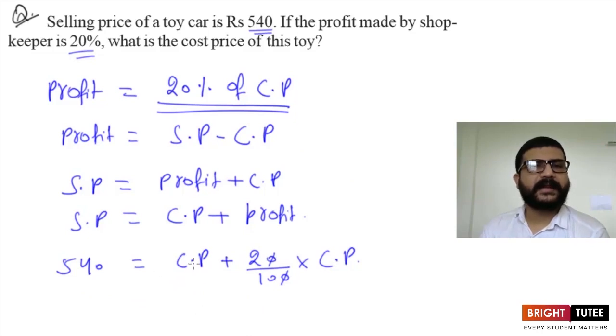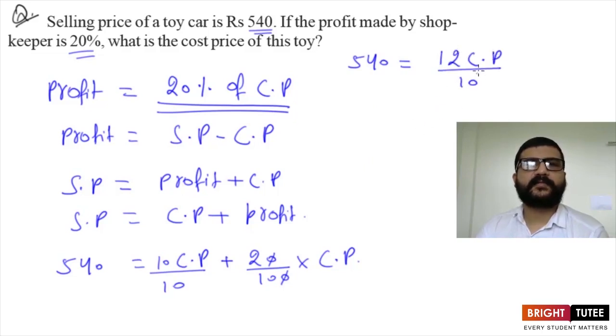So what we can do here, we can write this CP as 10 CP upon 10. So this is basically CP only, 10 and 10 will get cancelled out. So here we are having 10 CP upon 10 plus 2 CP upon 10. So this will be equal to 12 CP upon 10. So what we are having now, 540 is equal to 12 CP upon 10. Now for finding the value of CP, let's transpose this 12 upon 10 here. So this will give us 540 into 10 upon 12 is equal to CP.